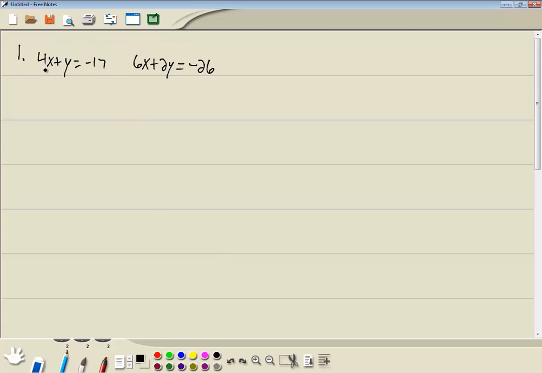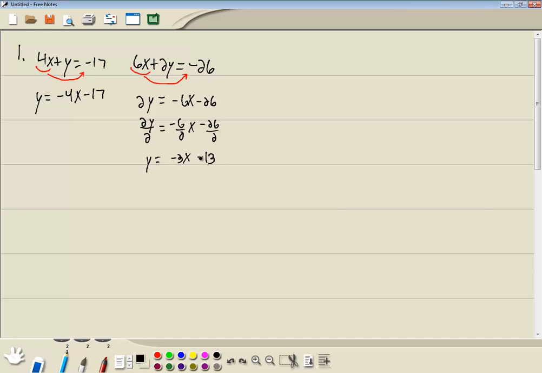So we want to solve for y. This first one's pretty easy. Let's take the 4x, move it to the right side. Then we got y is equal to negative 4x minus 17. On this one, we want to get y by itself. So I'll take the 6x and move it over. And we got 2y is equal to negative 6x minus 26. And then we'll divide everything by 2 because we want to get y by itself. And so we get y is equal to negative 3x minus 13.